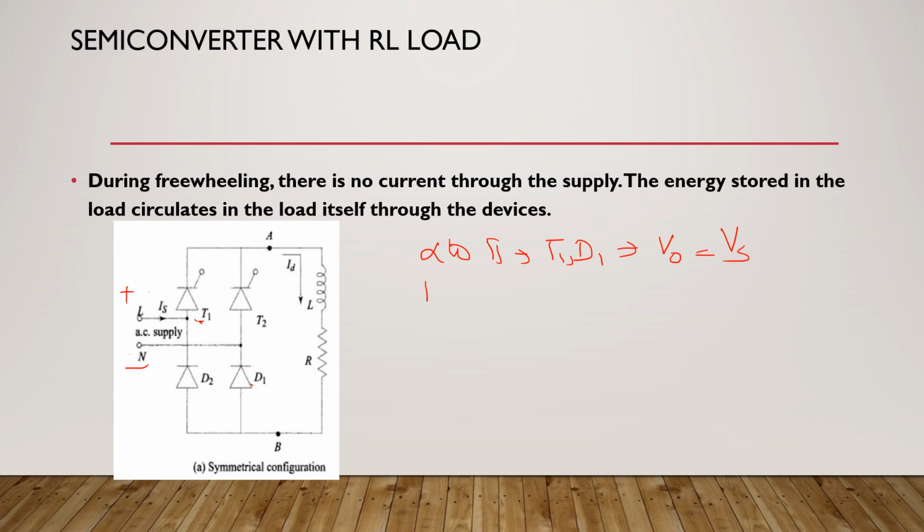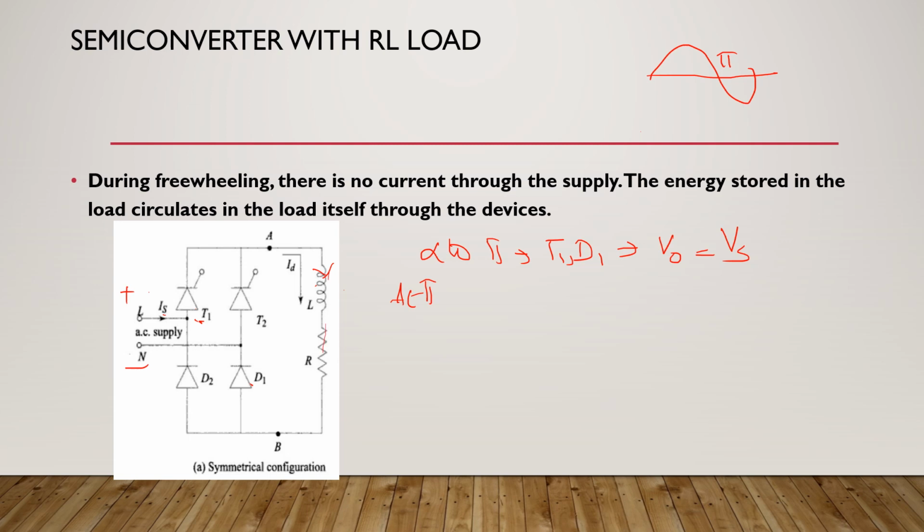At pi, what happened? Your negative half cycle has started. So it is like this, this is your pi. The negative half cycle has started. So T1 should ideally be reverse biased and it should turn off. But the problem is that we have got an inductive load. The current through the load is trying to become zero, but it cannot instantaneously become zero.